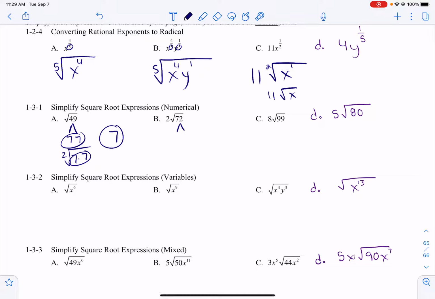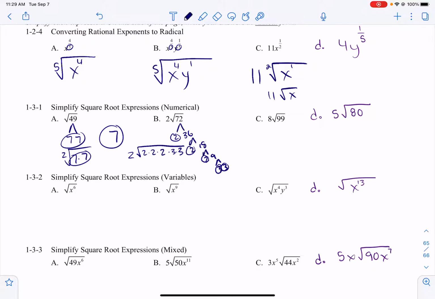On this one, 72 is what? 2 and 36. 36 is 2 and 18. 18 is 2 and 9. 9 is 3 and 3. So when I rewrite this one, I'm going to write it as 2 square root 2 times 2 times 2, and then 3 times 3 right there.